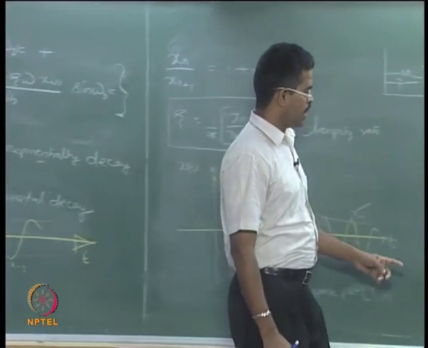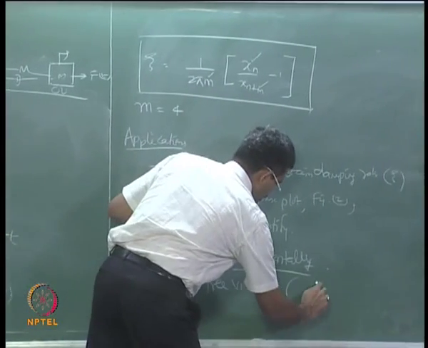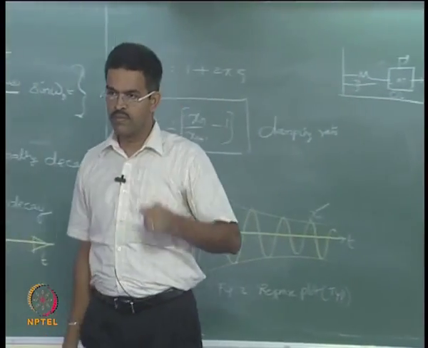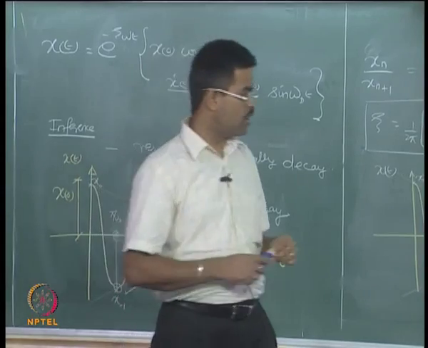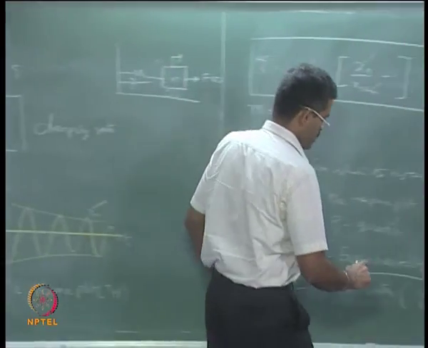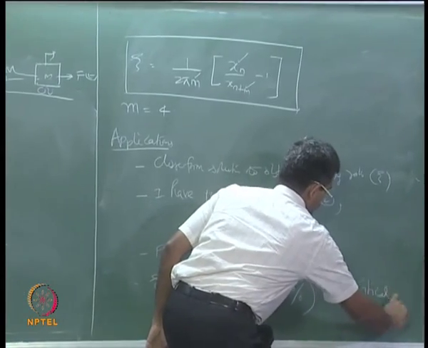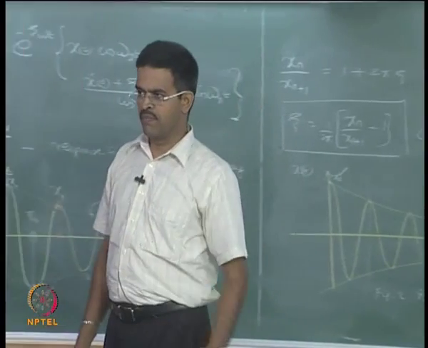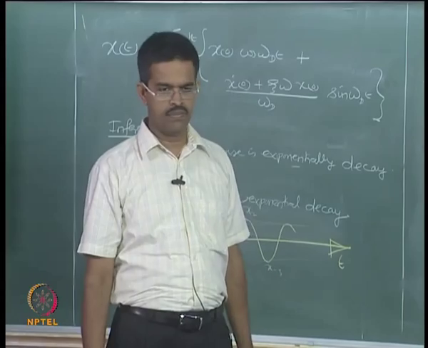and based on which I will get zeta, and zeta is of course expressed in percentage. Of what? It is a ratio, percentage with respect to critical, talking about an underdamped system. So, percentage with respect to critical is what we will evaluate.